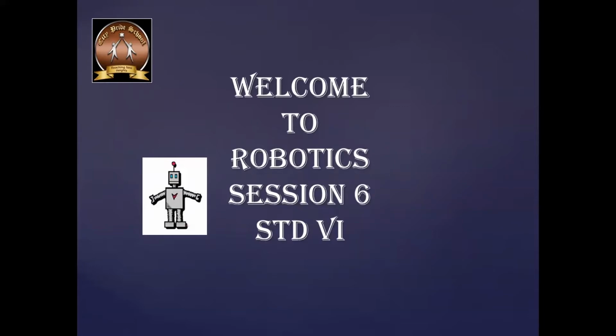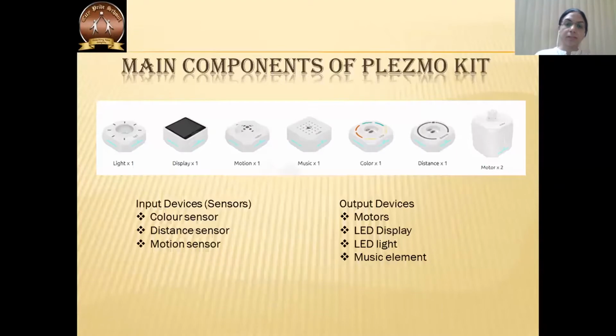I know all of you must be very excited today as we are going to start our first activity using Plasmo software. There are mainly seven components in the Plasmo kit. The first one is light, then display, then motion, music, color, distance, and then motors. These seven elements can be divided into two categories: input devices or output devices.